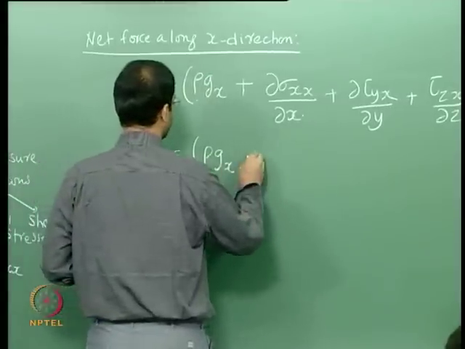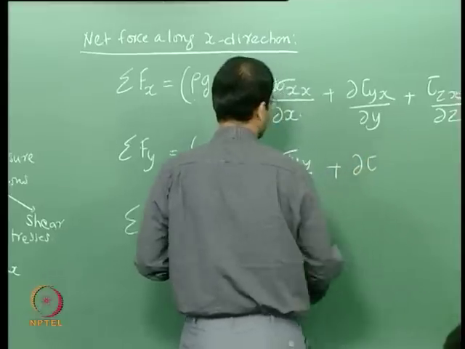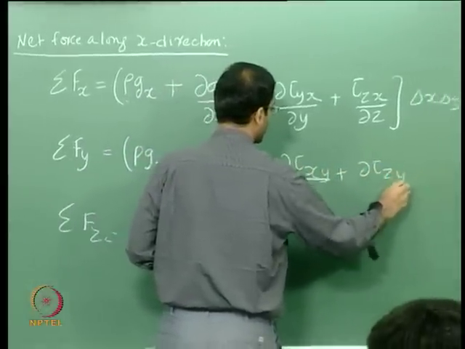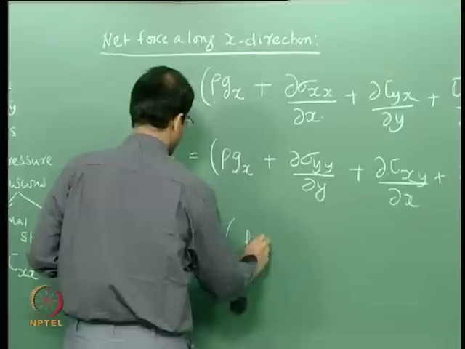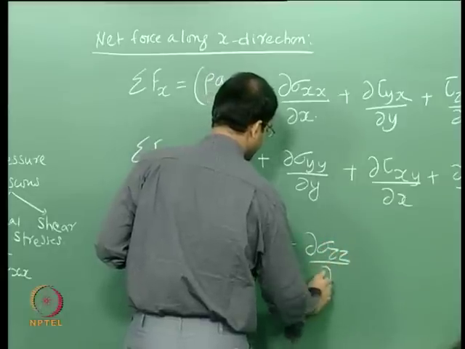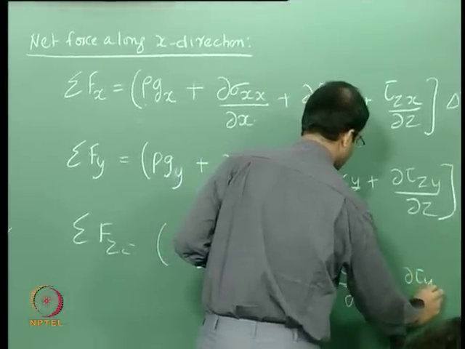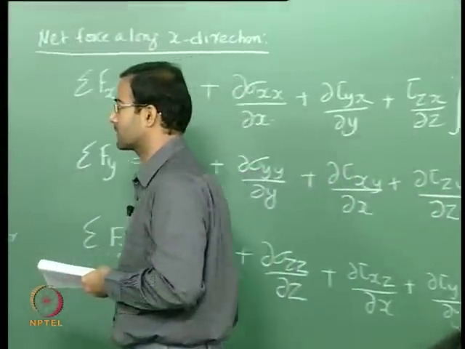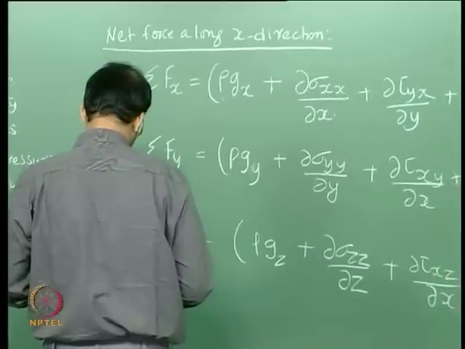So similarly, if you look at the net forces acting along the y direction, you have sigma yy by dy plus d tau xy by dx plus d tau zy by dz. And this should be the gravity in the y direction. So this consists of the net forces acting on this control volume faces, and we have also expanded the total derivative, so let us equate them.